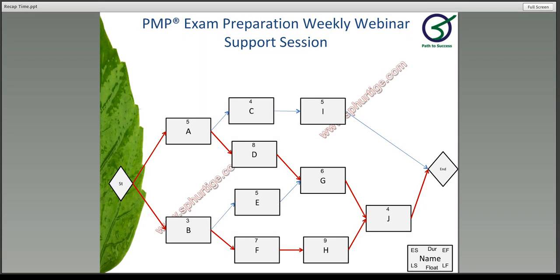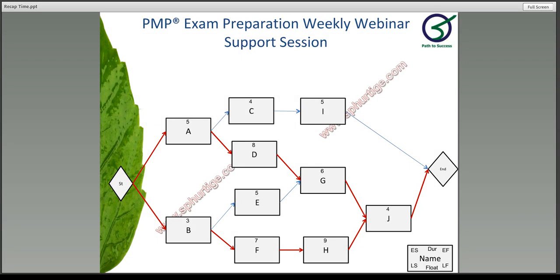Now there are two ways to work this out when you're talking about the PDM diagram, the precedence diagramming method. There are two methods that we can possibly use in order to identify the early start, early finish and late start and late finish. I'm going to use both the methods so that it is much easier for you to answer your exam question in whichever method they are asking.